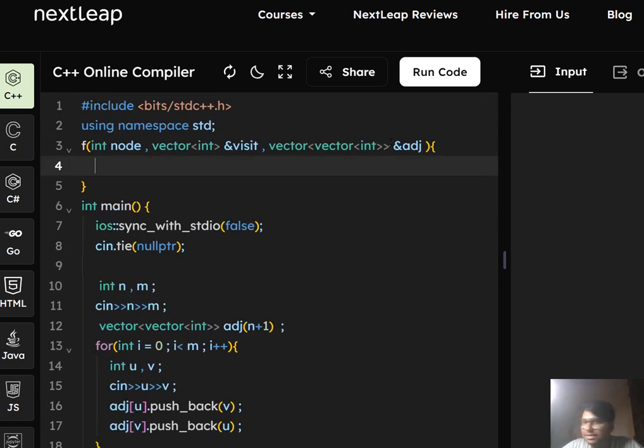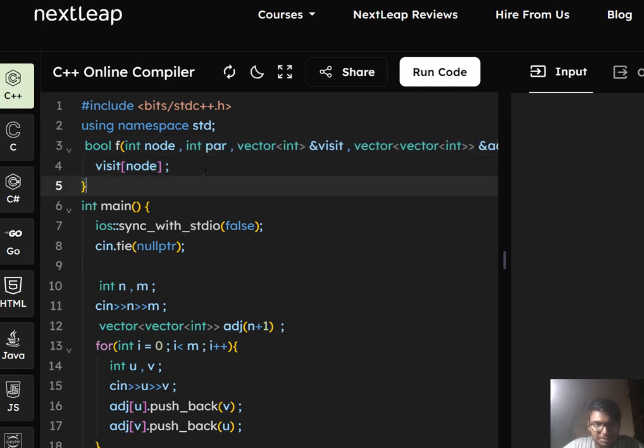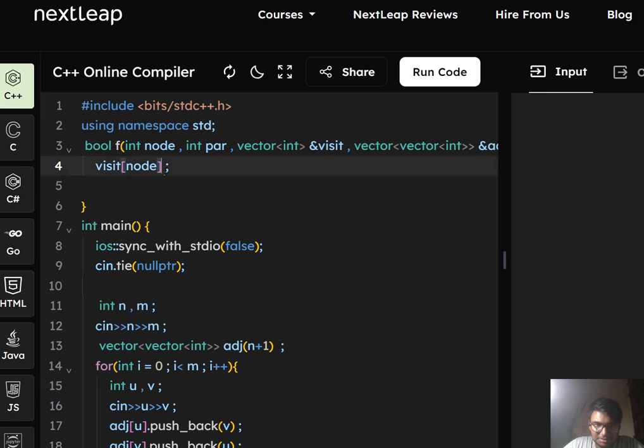And now what we will do, we will just have to simply detect whether a cycle is there or not. Cool. So it will have a return type of boolean. We are at the node, we will visit the node. We have to keep a parent node for this purpose, and we will just mark it as visited.